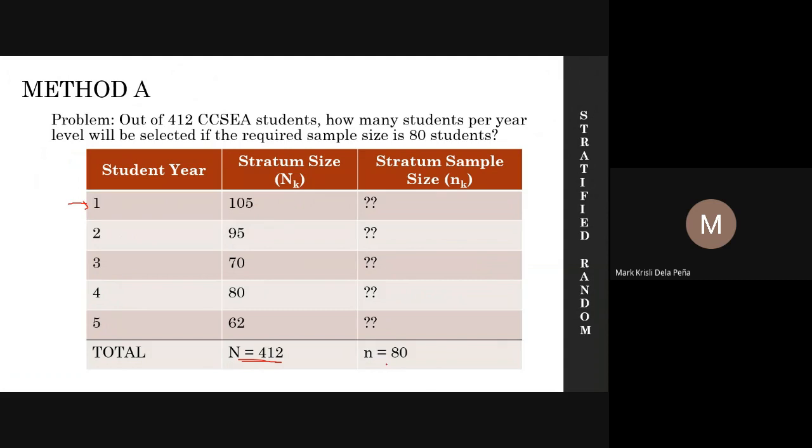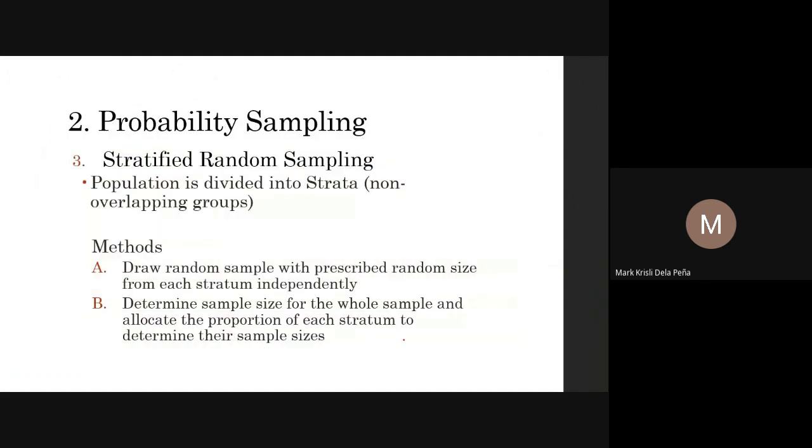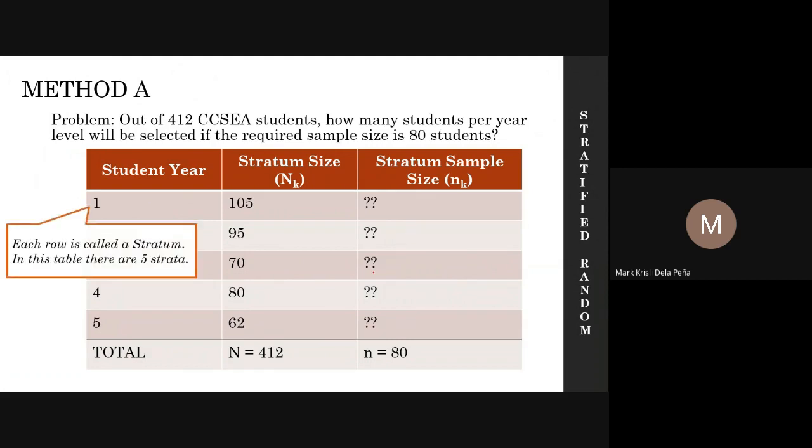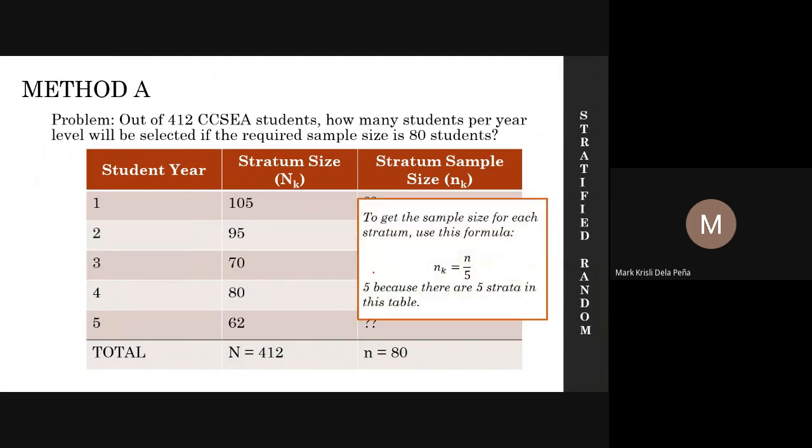Since we need only 80 students in method A, what will we do? Recall that in method A, we get a prescribed random size, a fixed or constant value, for all of the strata, which means that these five strata will have the same sample size. So how do we do that? Again, each row is called a stratum. There are five strata.